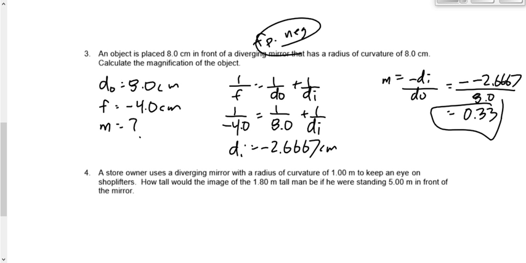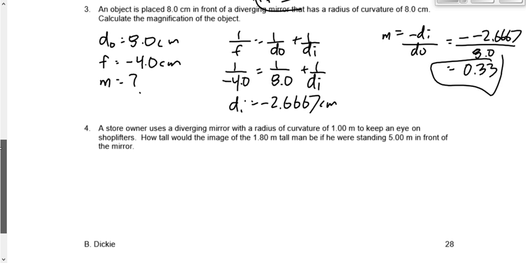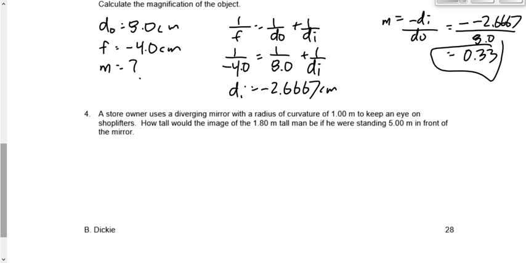Question 4: a store uses a diverging mirror with, there we go again with that diverging. That's okay, it's not a big deal. You just got to catch the fact that it's diverging. Mirror, lens, whatever. The focal point is negative. Radius of curvature of 1 meter to keep an eye on the shoplifters. How tall would the image of a 1.8 meter tall man be if he were standing 5 meters in front of the mirror? Okay, what do we got here?